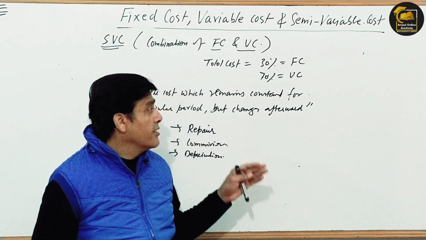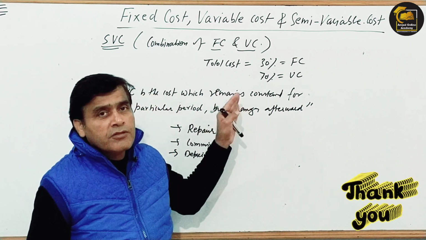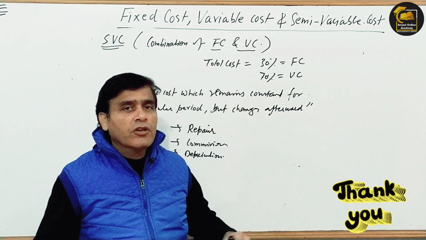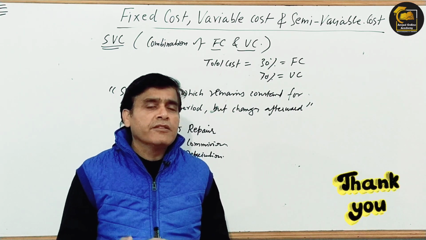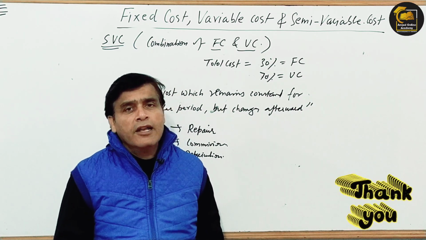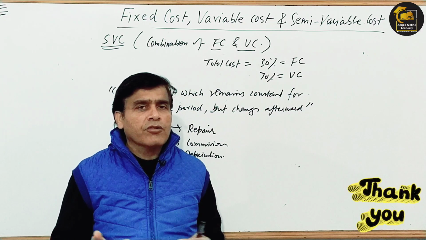I hope the distinction is clear: the fixed cost, semi-variable cost, the variable cost. If you are still not clear, if you have some doubt, please raise your query in the comment section and tell me if you understood well or not, right?